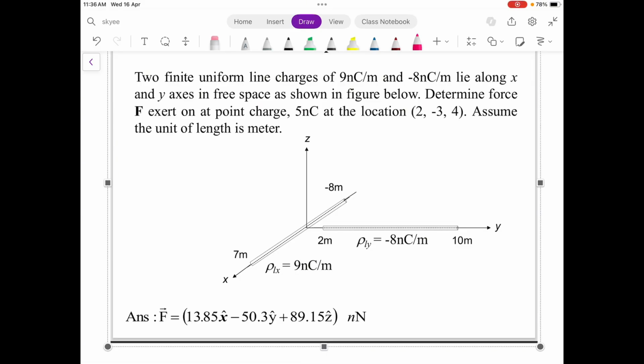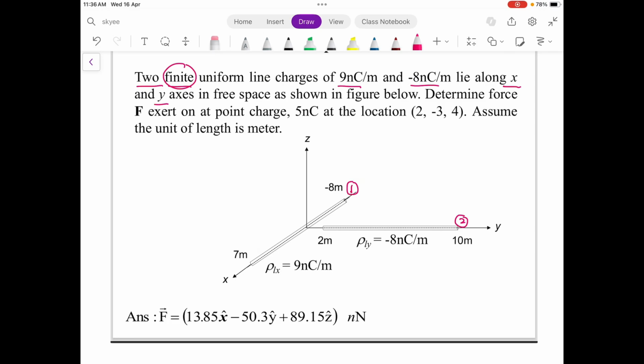So you have two finite lines, okay? Here you have one and here you have two. The second one we have calculated in our class, what is the total E, so later on we will directly use the answer. You have two uniform line charges. The first one is 9 nano, and the second one is negative 8 nano, and they lie along the x and y axis. Finite uniform means you know the length of the line charge.